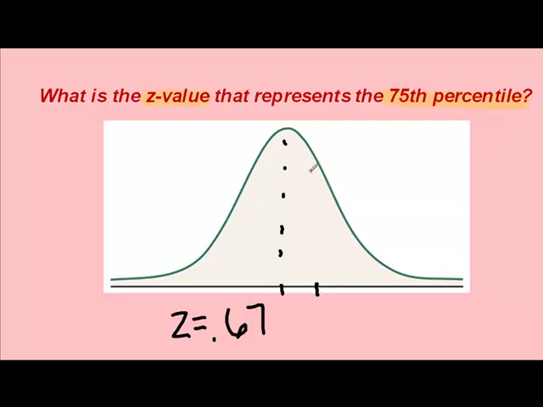So it would be somewhere right about there, if that's your first standard deviation. 75% of the curve is behind that z-score.